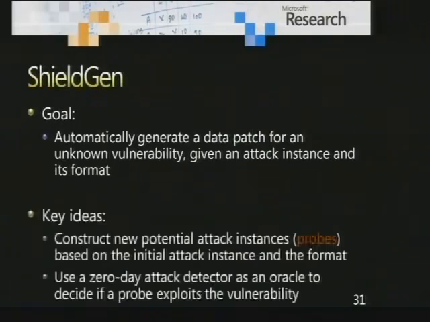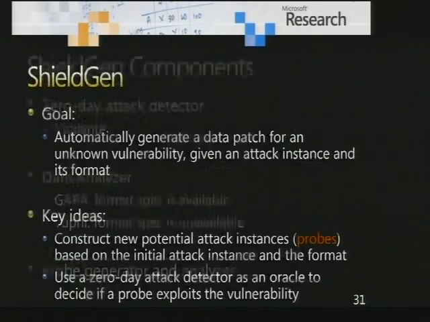Let me go back a little bit. The goal of Shiogen is to automatically generate a data patch for unknown vulnerabilities, given the attack instance and the format. The key idea, if you recall, which I said 20 minutes ago, is that we want to construct a new attack instance based on the initial attack and the format. We feed the new attack instance to an oracle and decide if it will trigger the attack. We can continue that process until we find the vulnerability signature.